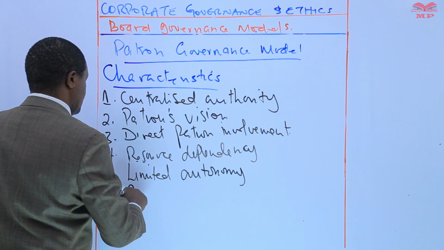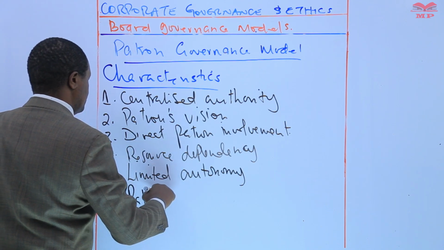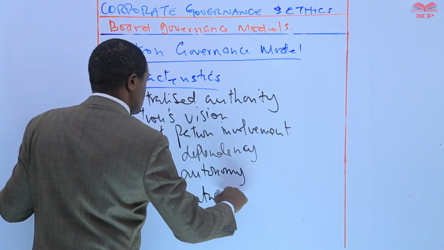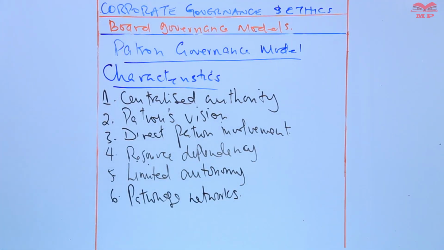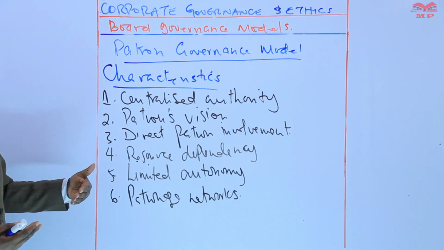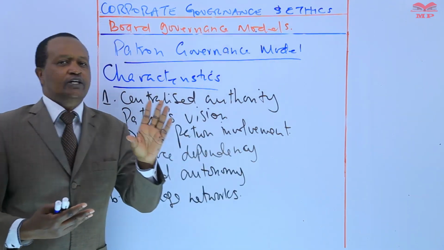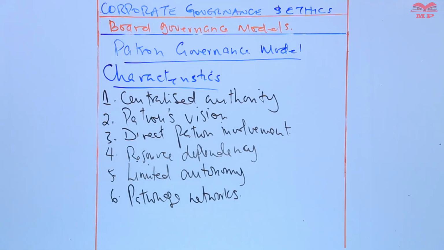Number 6, patronage networks. The patron often surrounds themselves with a network of loyal supporters or advisors who help implement their vision and also help the patron to maintain control over the organization.